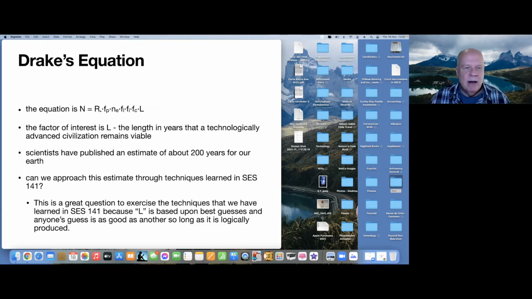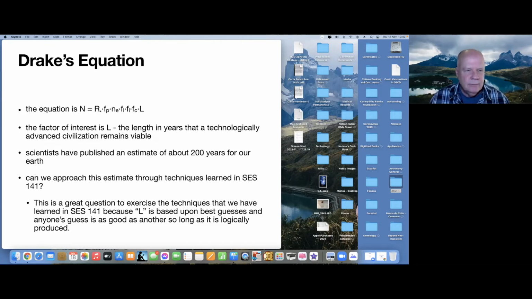And like many of the other factors in the Drake equation, they lean heavily on our own experience. So for a long time, of course, we were looking for carbon-based life because the Earth here is carbon-based. And they began to look a little broader than that eventually. But at this point, as far as viable civilizations, we only have one to look at as a model. We can't really project anything beyond that. And they're saying we have about 200 years, and therefore the L factor in Drake's equation should be about 200 years.